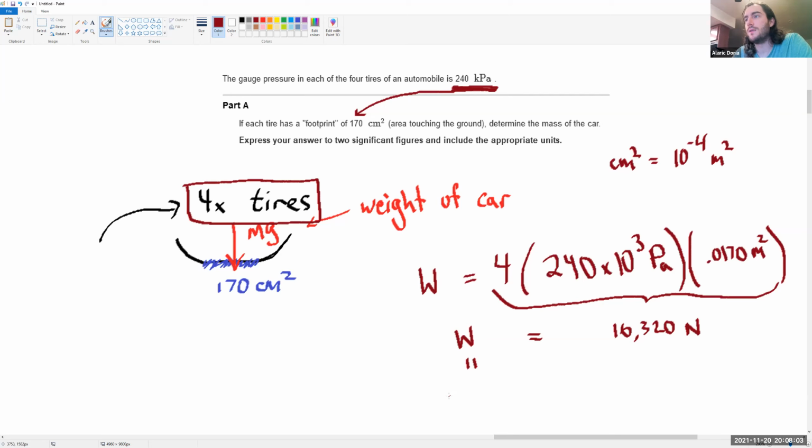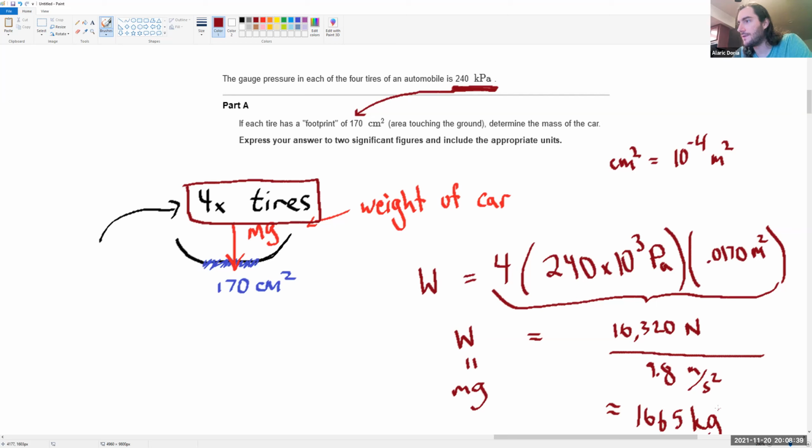Well, now what we have to do is determine the mass. And we know that weight is mass times the gravitational acceleration. And so we can simply divide this by 9.8 meters per second squared. And what we end up with, divide by 9.8, is 1,665 kilograms.